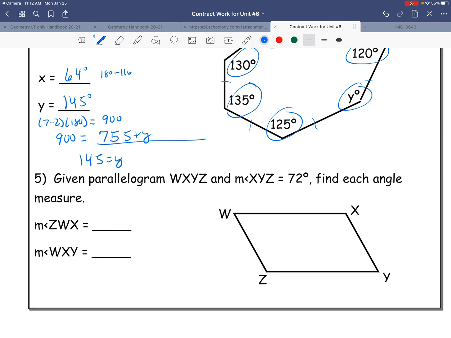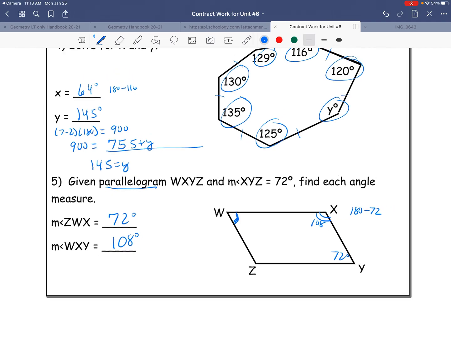Given a parallelogram, we have that XYZ is 72 degrees. Find each angle measure. So we need to find ZWX, which is this guy. Opposite angles in a parallelogram are congruent, so this is 72 degrees. We need to find WXY, and these are same side interior, so they're supplementary, meaning 180 minus 72 equals 108. That is all based on properties of parallelograms: opposite angles congruent, consecutive angles supplementary.